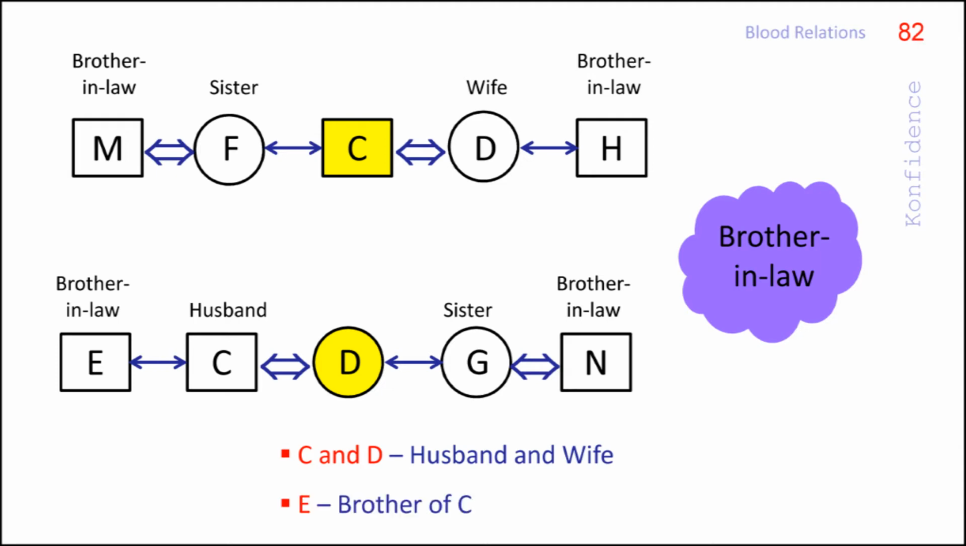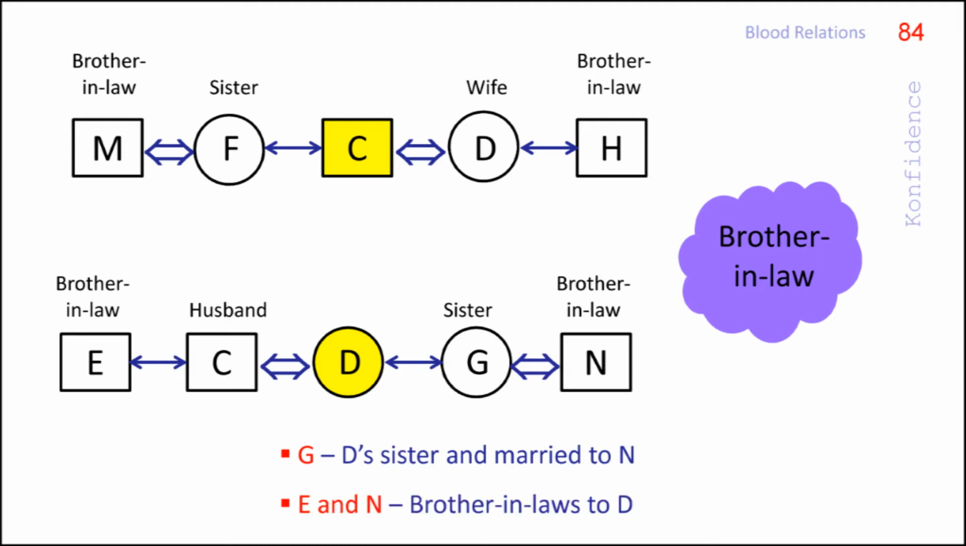E is the brother of C. G is the sister of D, who is married to N. From D's perspective, E and N are brothers-in-law. It should be noted that the husband of the sister of one's spouse is also called one's brother-in-law. Thus, from the diagram, we can see that M is the brother-in-law to D. Similarly, N is brother-in-law to C.